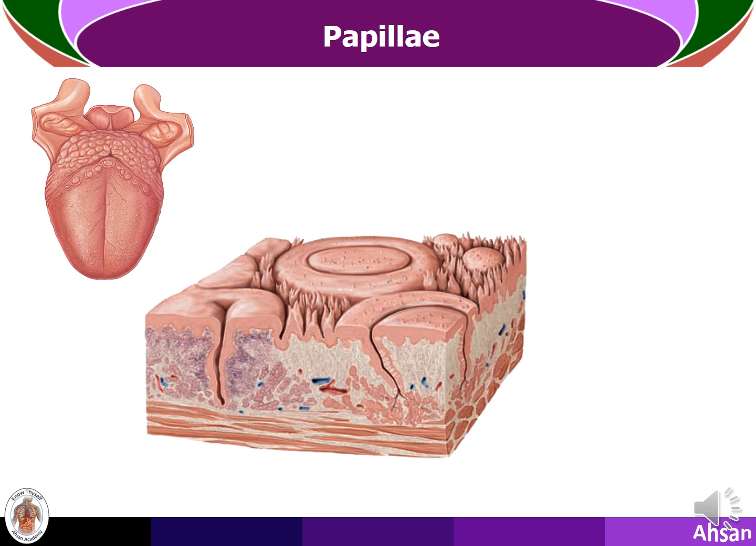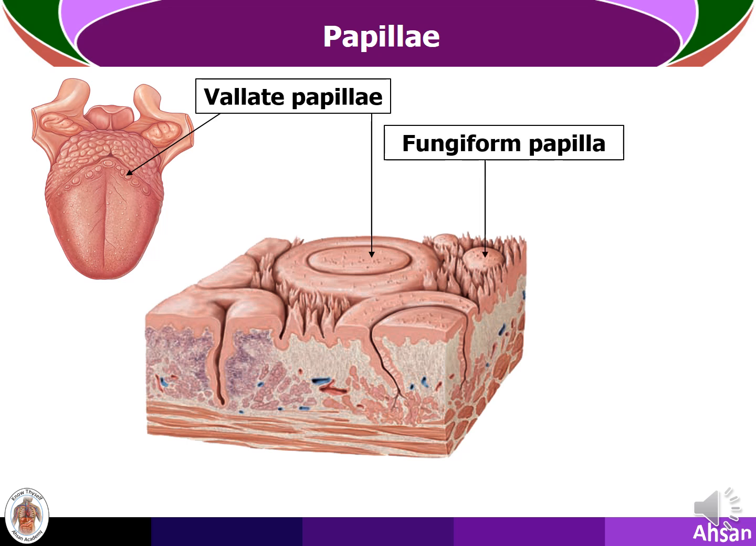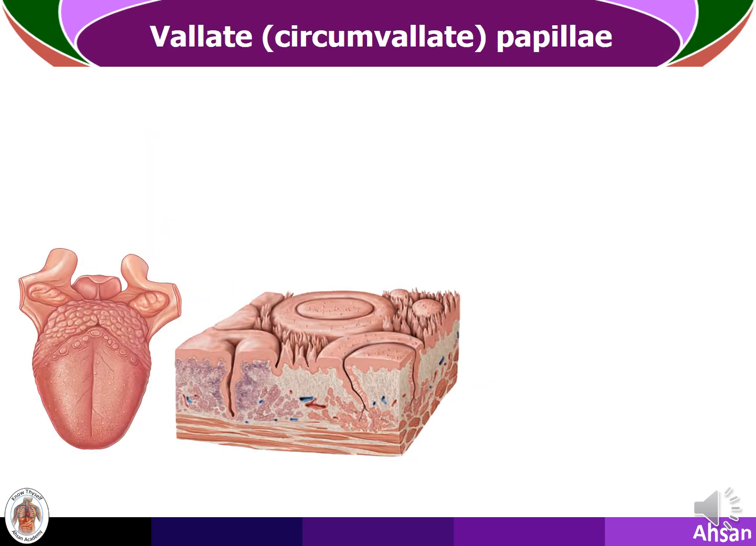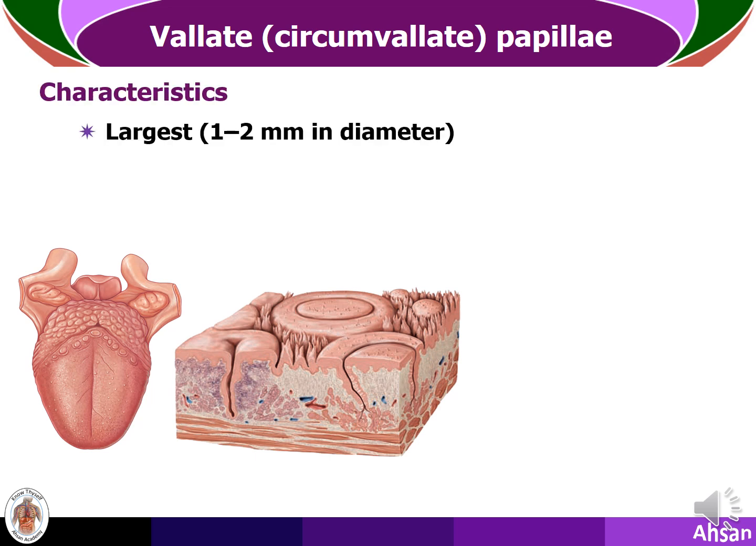The figure is showing papillae. This is the vallate papilla. This one is the fungiform papilla. This is the filiform papilla, and at the side, this is the foliate papilla. Let us discuss the papillae one by one. Vallate papilla is also known as circumvallate papilla, and these are the largest of all four types of papillae and grossly visible with the naked eye. They are about 1 to 2 millimeters in diameter and usually 8 to 12 in number.